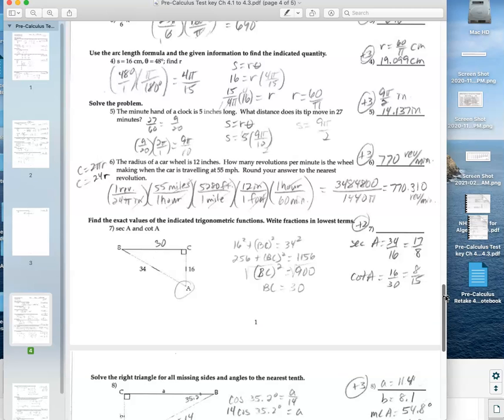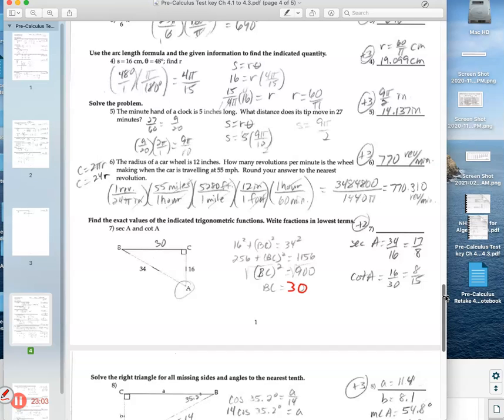Number 7 says find the exact values of the indicated trigonometric functions. Write fractions in lowest terms. I did like what I saw was that everybody was showing steps all the time on these, and that's what you have to do, because remember, that's where all the points come from. So find the exact values of the indicated trigonometric functions, write fractions in lowest terms, and it says the secant of A and the cotangent of A, and we realize we're going to need the other side length. So we use the Pythagorean theorem to get the other side length, and it comes out nicely to 30.